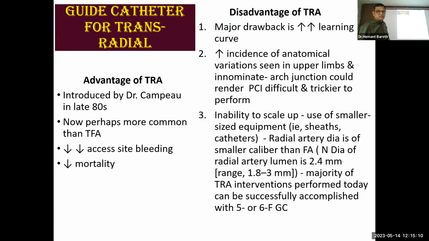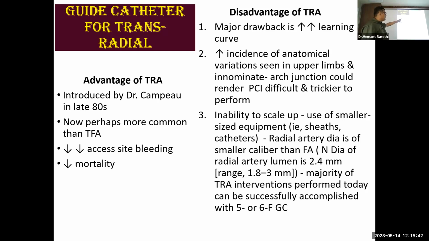do the Lima interventions. A bit about transradial, because I think most of you are doing transradial now. The important advantage of transradial is reduced access-site bleeding and also reduced mortality. But the drawback is, of course, that the catheter does not have a good angle, so it may not give you very good guide support. Then it has a problem in accessing the ascending aorta.